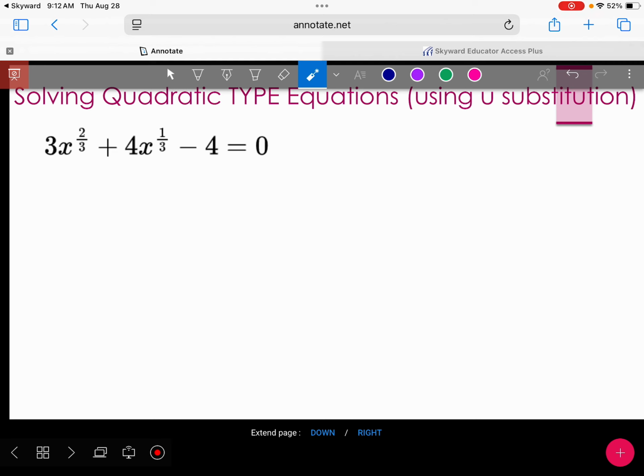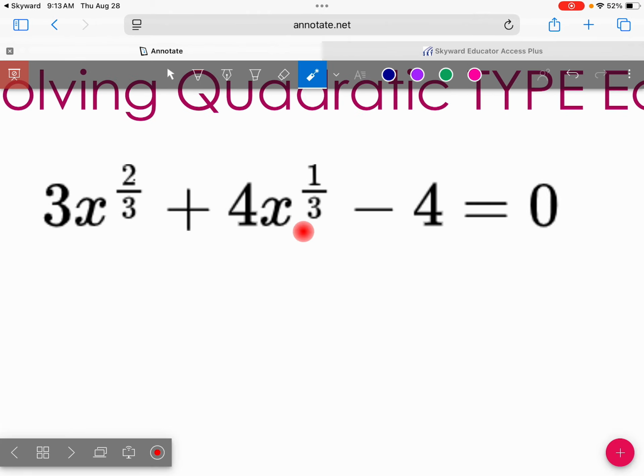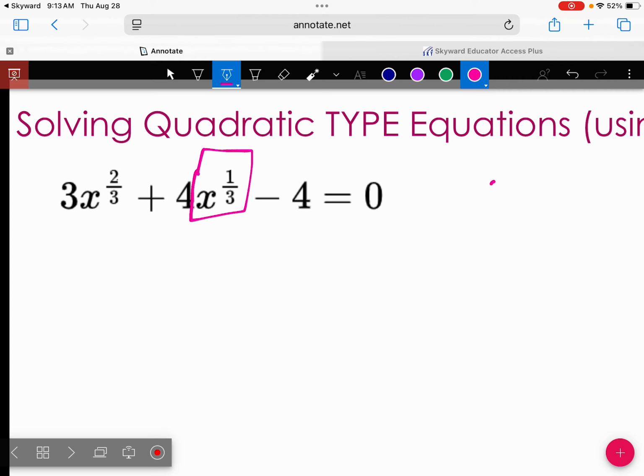All right, so what we have is 3x to the 2/3 plus 4x to the 1/3 minus 4, all set equal to 0. We know it's a quadratic type partly because of the instructions, but we can also look here and see this is x to the 1/3 and this is 2/3, so this is the square of the other. But I don't want to have to deal with x to the 1/3 as it sits right here, so I'm going to substitute it out. I want my u to be whatever my middle term is, x to the 1/3.